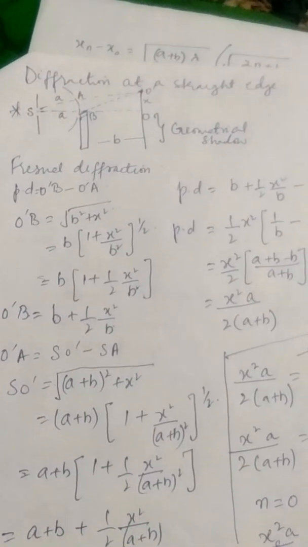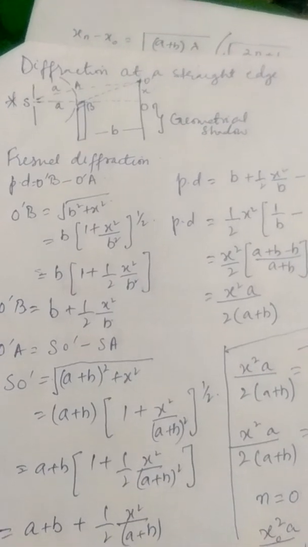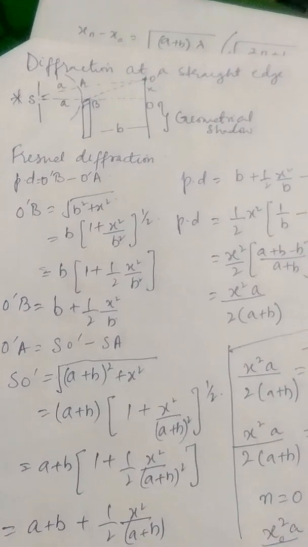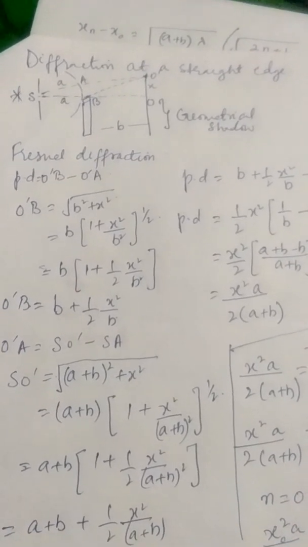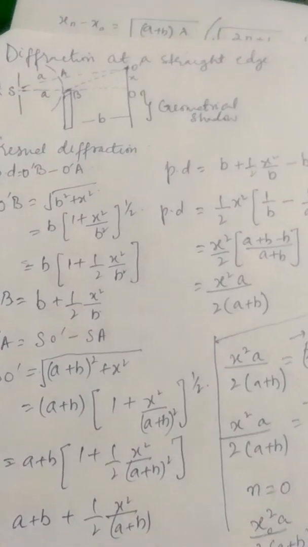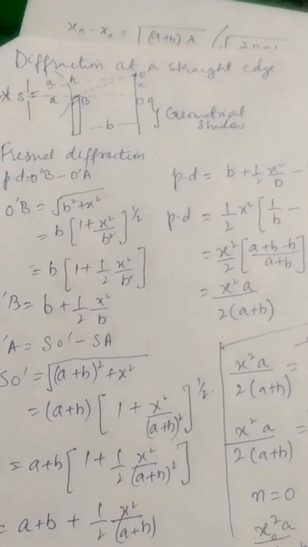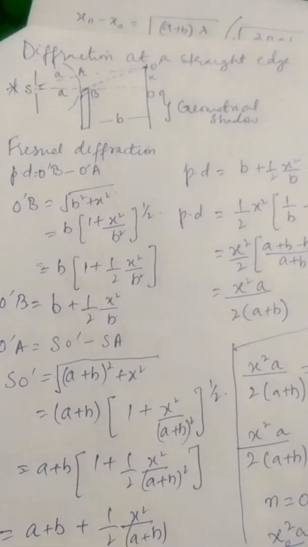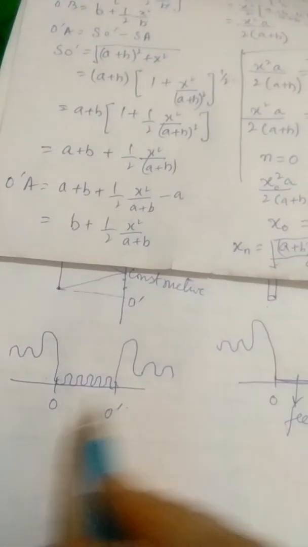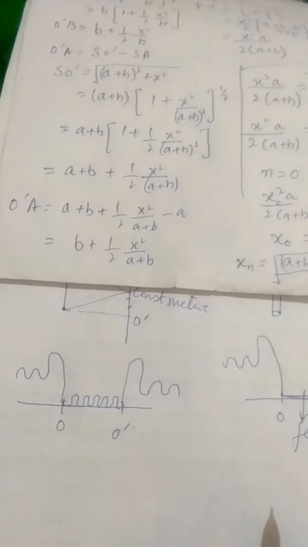So I hope that gives you a fair idea of diffraction at a straight edge, and further extending the same concept to explain the diffraction due to a wire, which can be a thin wire or a thick wire. The mathematical description essentially remains the same. There are certain details that change that I have told you. So I think that's all about this topic.